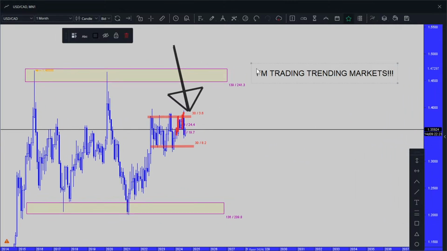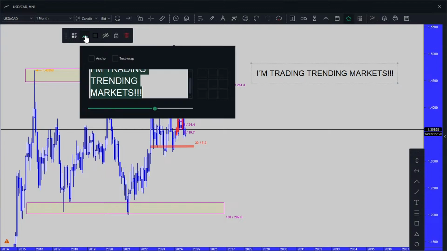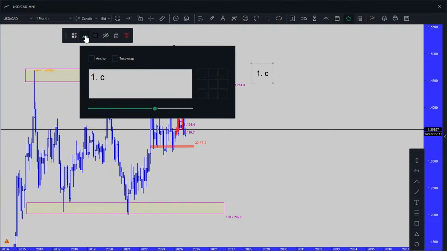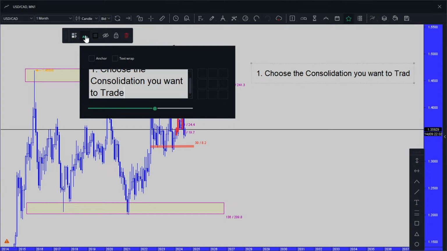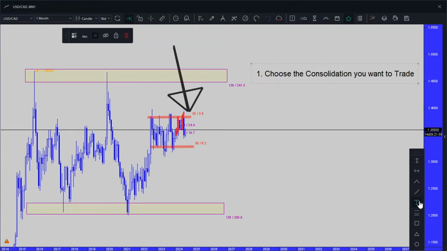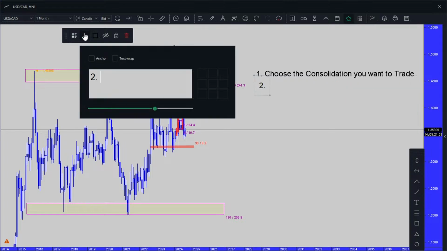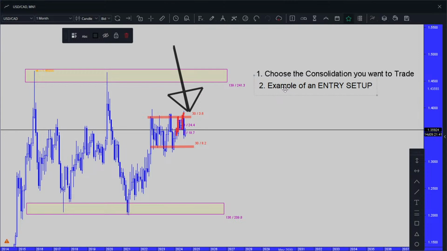Okay, everybody, so here is how to enter. Number 1, choose the consolidation. Choose the consolidation you want to trade. This would be number 1. Number 2, we're going to talk about an example of an entry setup. Okay, everybody, remember, it's just an example.